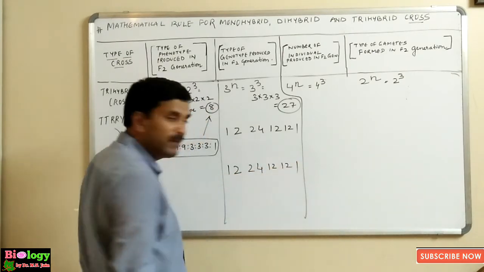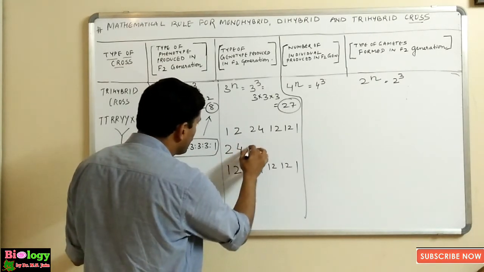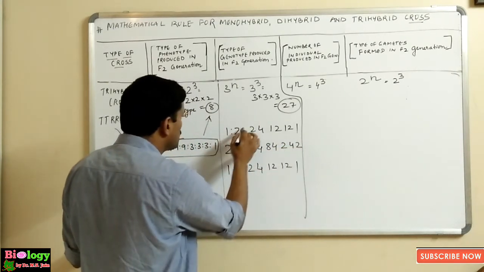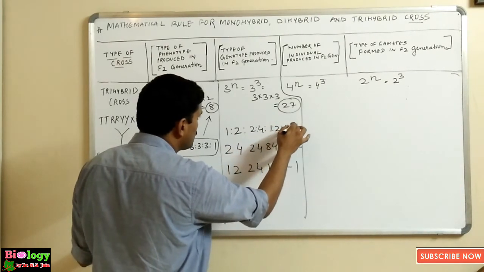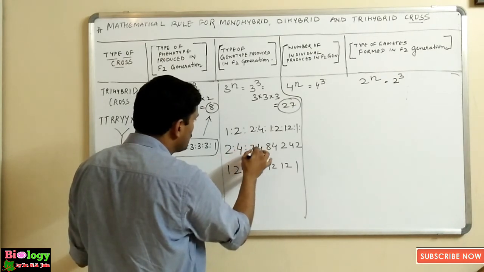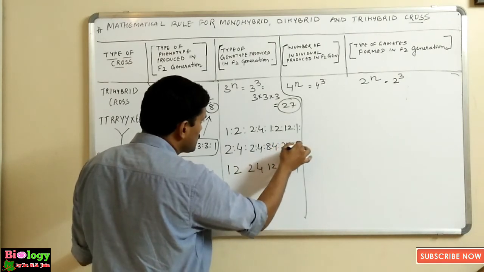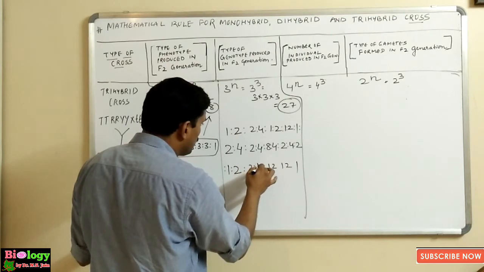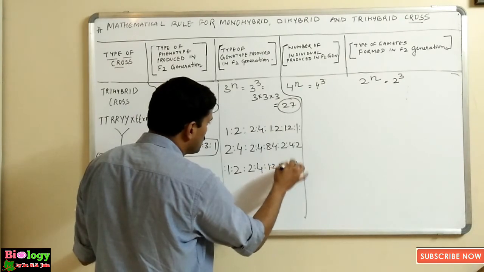For details you can watch my videos on the trihybrid cross, and see here I have written: 1 is to 2 is to 2 is to 4 is to 1 is to 2 is to 1 is to 2 is to 1 is to 2 is to 4 is to 2 is to 4 is to 8 is to 4 is to 2 is to 4 is to 2 is to 1 is to 2 is to 2 is to 4 is to 1 is to 2 is to 1 is to 2 is to 1.